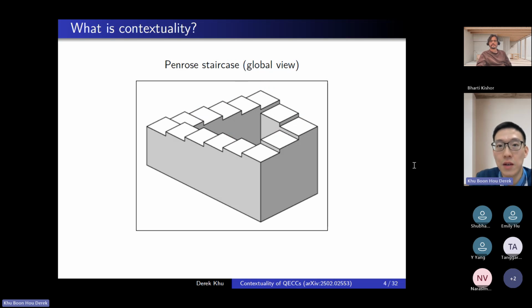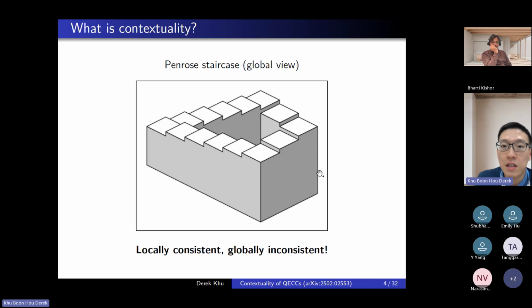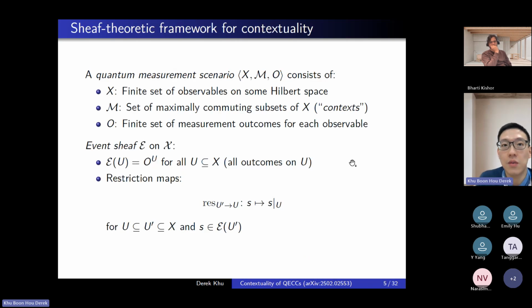We see that in the global view, actually, this is not really consistent at all, right? Because it just keeps going up forever. And so this is an example of something which looks locally consistent, but it's actually globally inconsistent. It's locally consistent because you could assign heights to the staircase in local areas, but you cannot have a global consistent assignment of heights. So this is actually what happens in the sheaf theoretic definition.